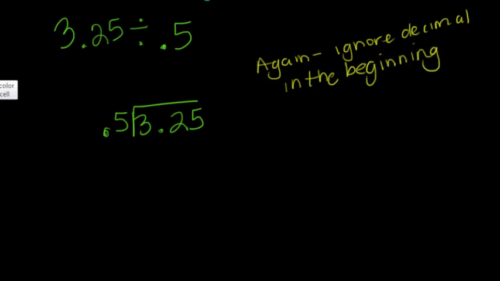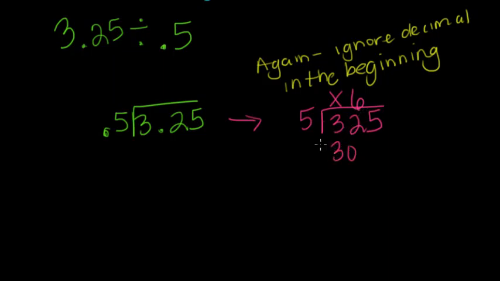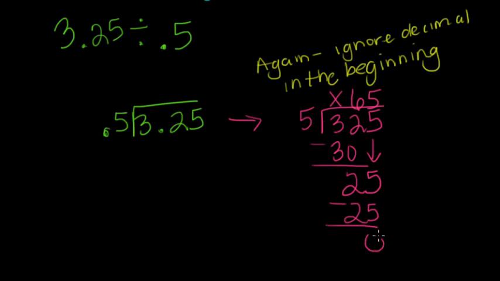So 5 goes into 3 how many times? Oh, and I'm going to go ahead and rewrite it. If the decimal throws you off, rewrite it without the decimal. We can put it back later. 5 goes into 32 6 times. You get 2. You bring down the 5. 5 goes into 25 5 times. When you subtract, you get 0. You are done.